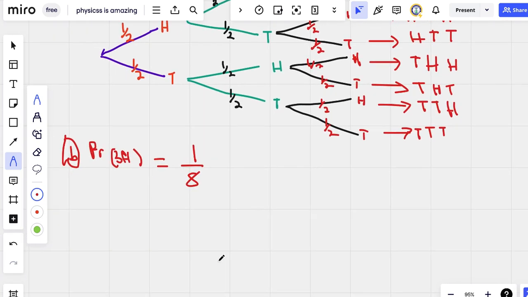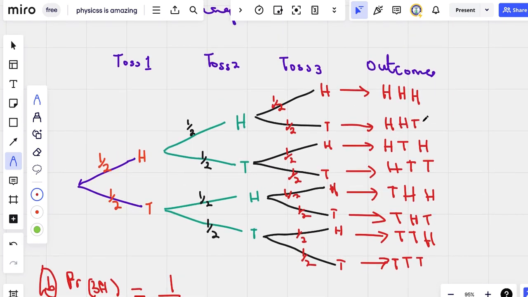So we go to the C question. What's the probability of getting 2 heads and 1 tail in any order? 2 heads and 1 tail. So we already know, look, 2 heads and 1 tail: 1, 2, 3. They are in any order. There are 3 possibilities. 2 heads and 1 tail. So we say 3 over 8.